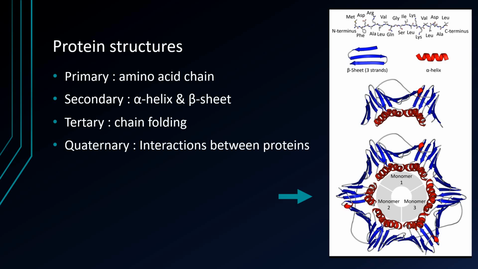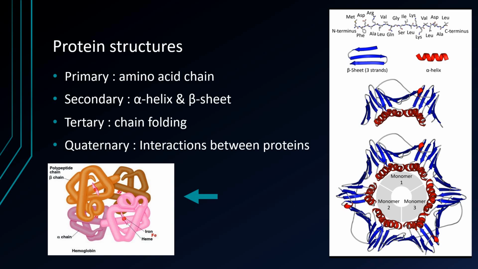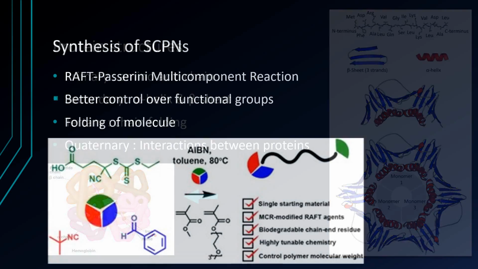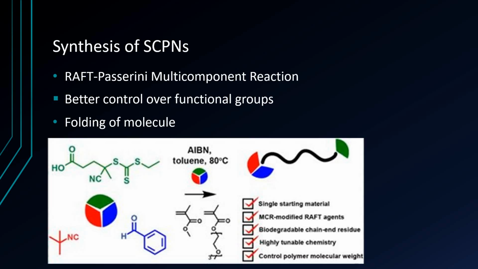For example, everybody's favorite protein, hemoglobin. It consists of 4 subunits that are glued together by electrostatic forces. To mimic these 4 structures, you need to have great control over the polymerization and functionalization process. To achieve this, a RAFT-Passerini multi-component reaction is used. This is a variation of the RAFT polymerization to have greater control over the functionalization of the chain.